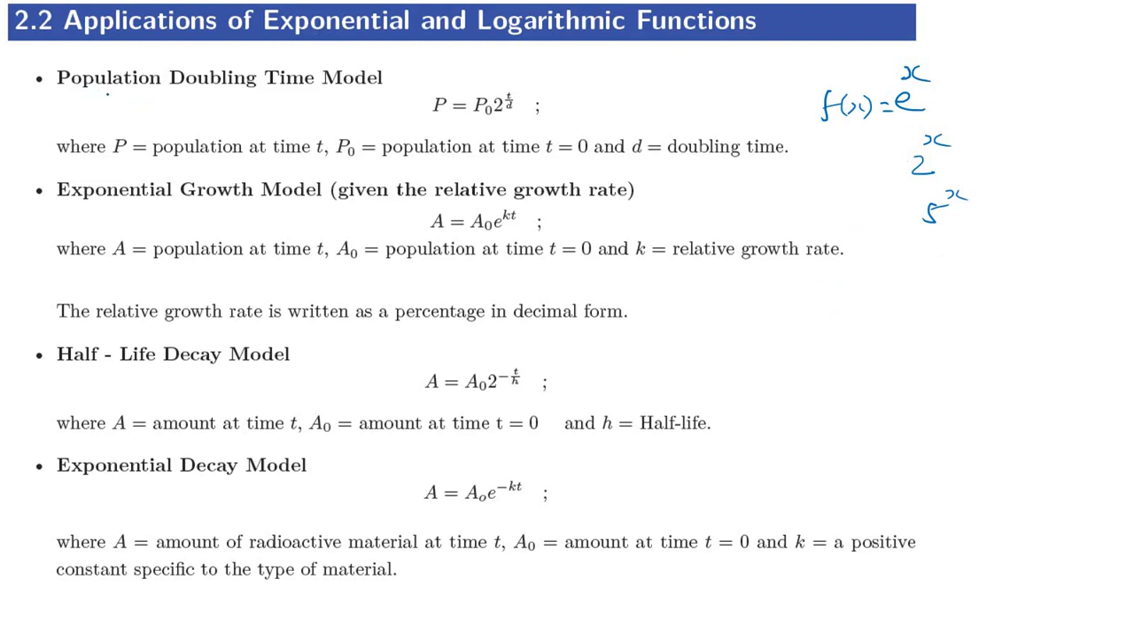So here there are 4 models we are going to see: population doubling time model, exponential growth model, half-life decay model, and exponential decay model. If you understand, in the problem we will give it in such a way that using keywords you are able to understand which type of model the problem comes under, okay.